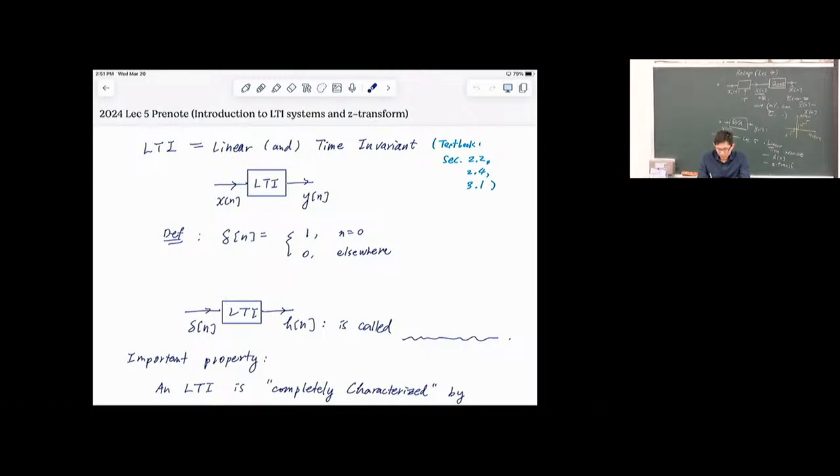In the rest of this semester, mostly we are going to denote our input by x and output by y. Okay, x being the input, y being the output. And then we have seen this many times. There is this delta function whose definition is equal to 1 at time 0 and 0 elsewhere. That's the delta function.